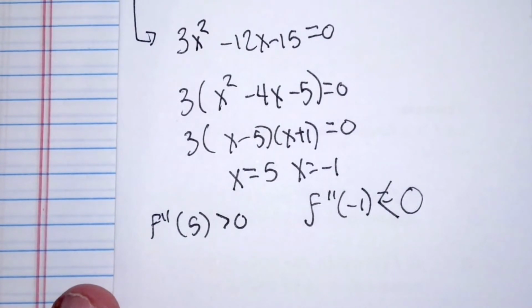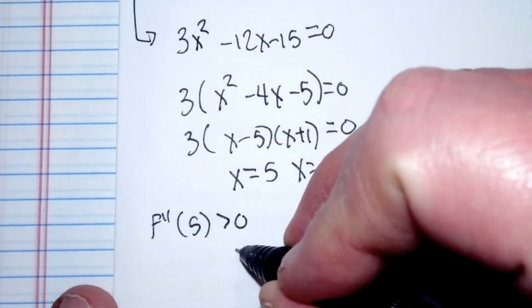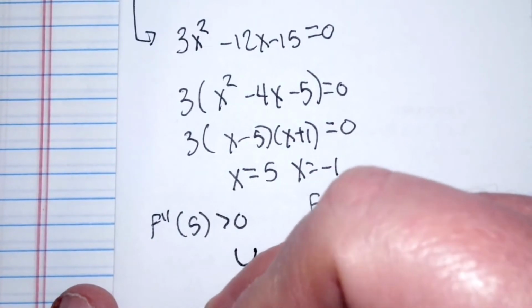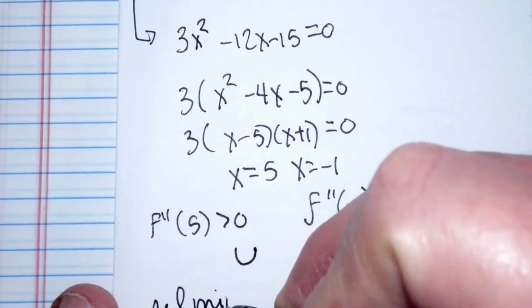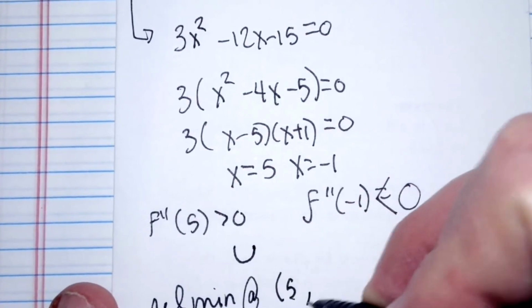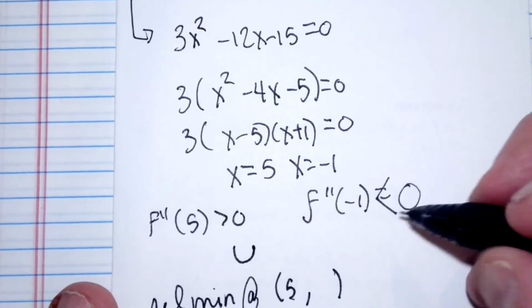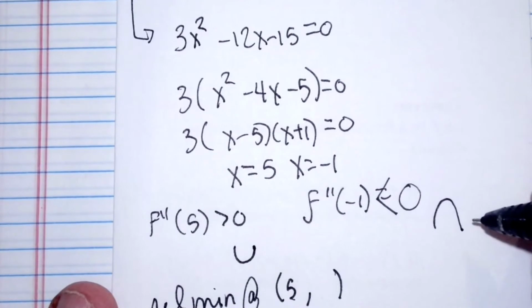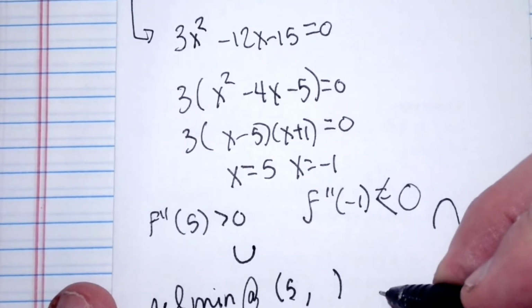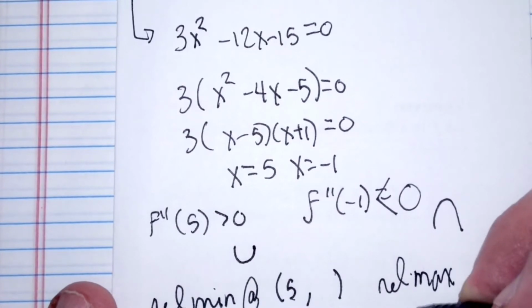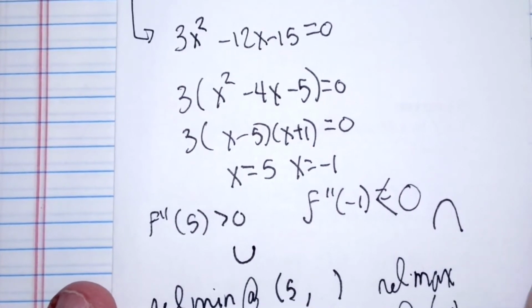So if the second derivative is positive, that means the function is concave up. And so we have a relative minimum at x equals 5. And if the second derivative is negative, that means the function is concave down. And that means we have a relative maximum at x equals negative 1.